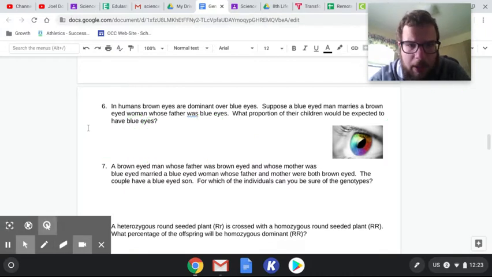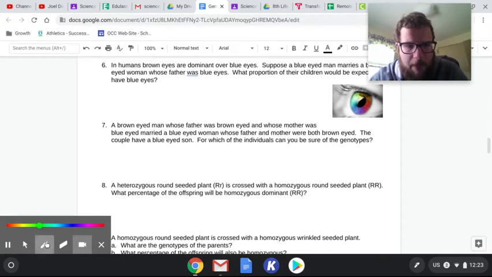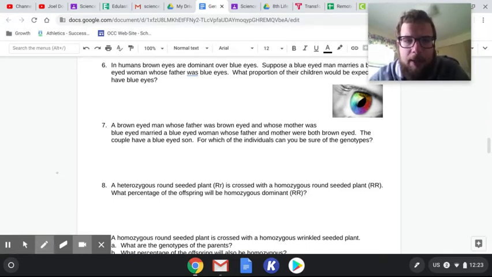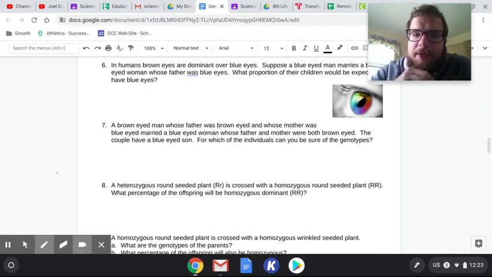Let's go to 7. Brown-eyed man whose father was brown-eyed, whose mother was blue-eyed, married a blue-eyed woman whose father and mother were both brown-eyed. Whew. Okay. The couple have a blue-eyed son. For which of the individuals can you be sure of the genotypes? This is a pickle. Okay, let's think about it.